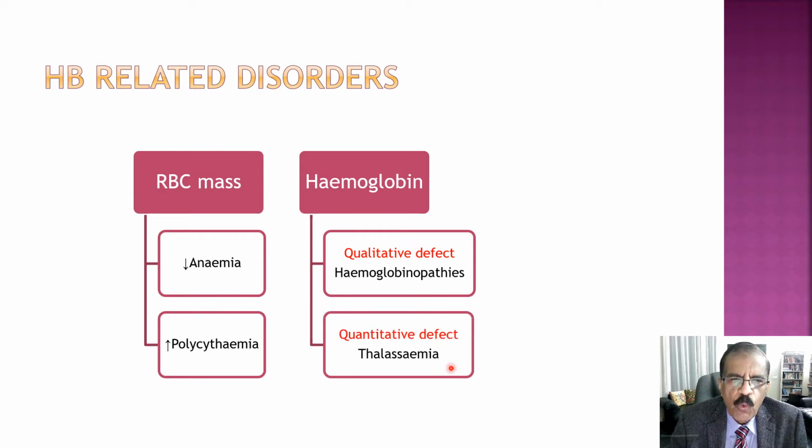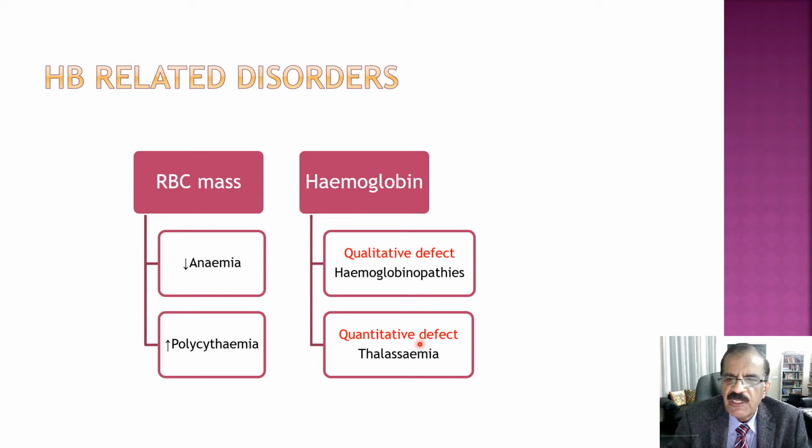Then we have quantitative defects. By this we mean that hemoglobin is structurally normal. The chains are structurally normal, but alpha chain or beta chain may be reduced in quantity depending upon which type of thalassemia we are talking about. For example, in alpha thalassemia, alpha chain will be reduced to various extent depending upon which subtype of alpha thalassemia we are talking about. As a result, beta chain will be in relative excess.